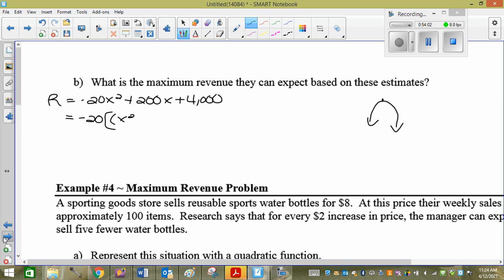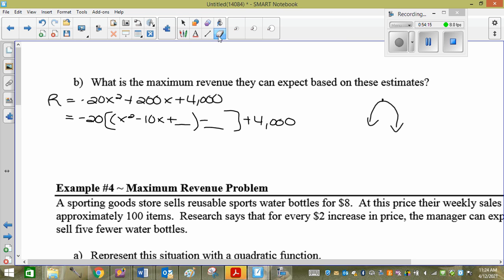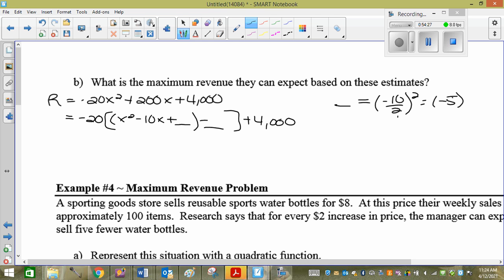Negative 10, exactly. So we'll put negative 10x plus blank, bracket, minus blank, square bracket, plus 4,000. Okay, and then now we need the part that goes in the blank here. So we know our blank is going to be equal to negative 10 over 2 squared, because it's from that b value, is equal to negative 5 squared. And then what's negative 5 squared? Yes. 25.